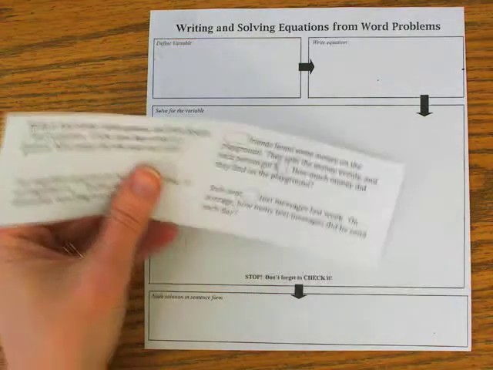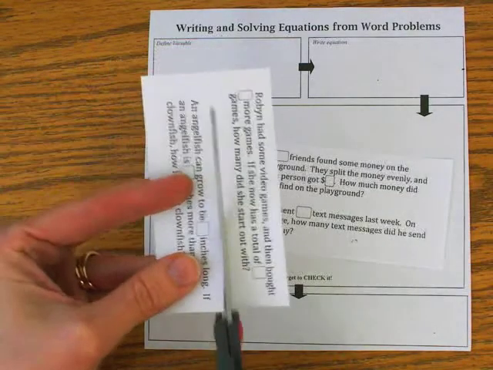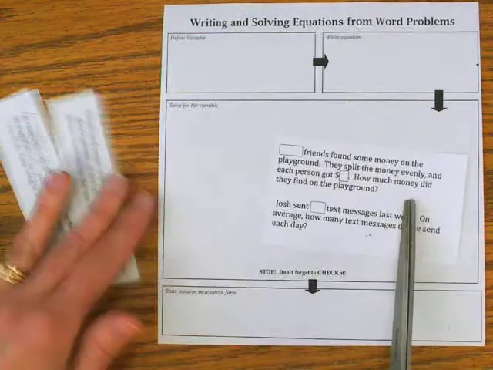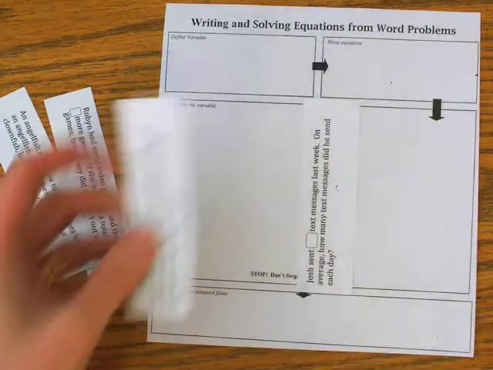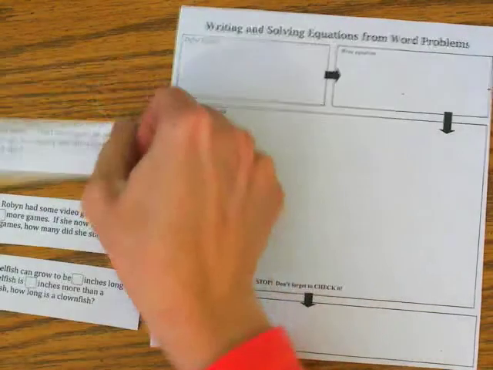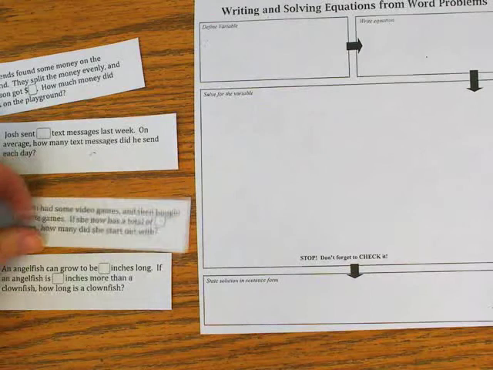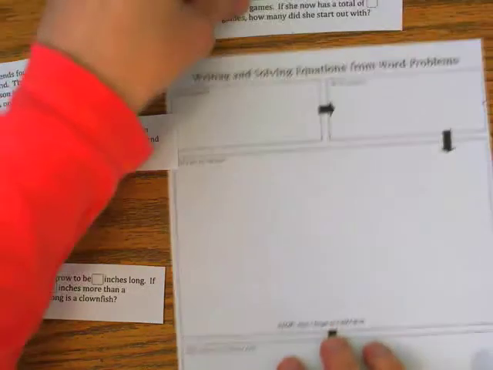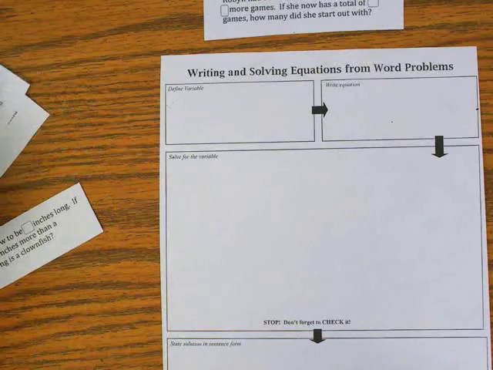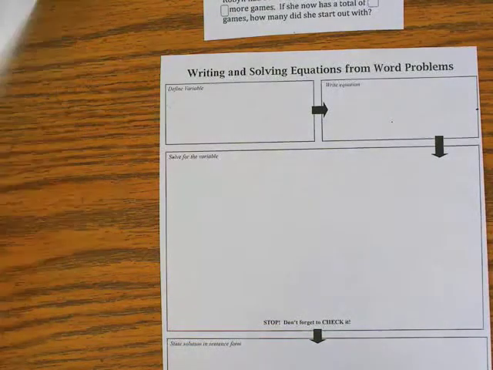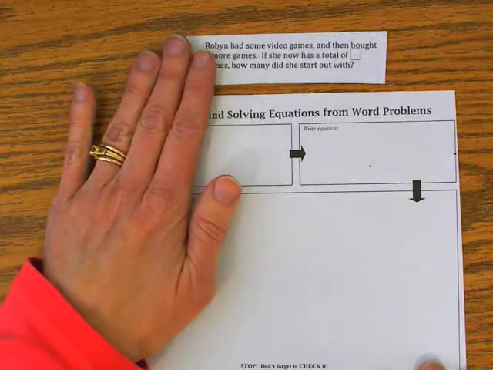So the first thing that you're going to need to do is cut these apart so that you have the 4 word problems separate from each other. And then look for the one that says Robin has some video games, because that's what we're going to use to fill in this foldable, and then the rest are going to be used later as examples. So I'm going to set those off to the side and stick with the Robin has some video games.